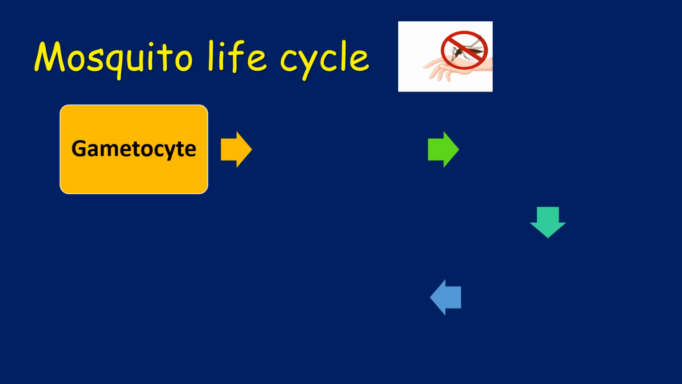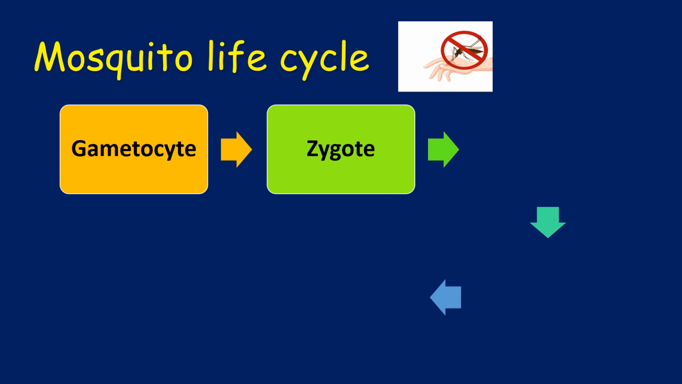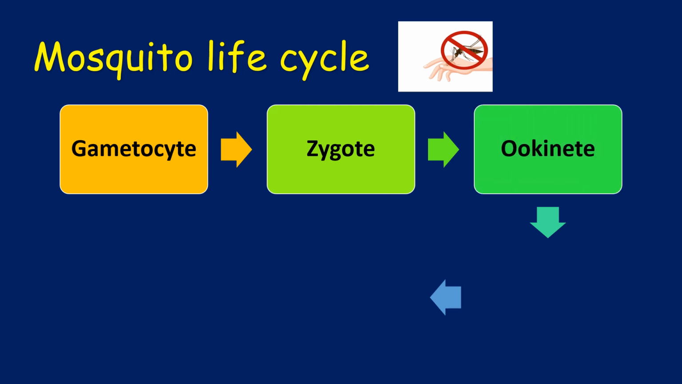Once it reaches the stomach, exflagellation takes place. That is, 8 thread-like structures called microgametes are formed from one microgametocyte, while one macrogamete is formed from one macrogametocyte. Fertilization occurs when one microgamete penetrates one macrogamete. The fertilized macrogamete is called a zygote. The zygote lengthens and matures into an ookinete, which is motile.